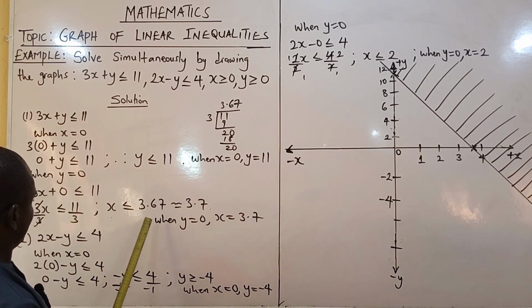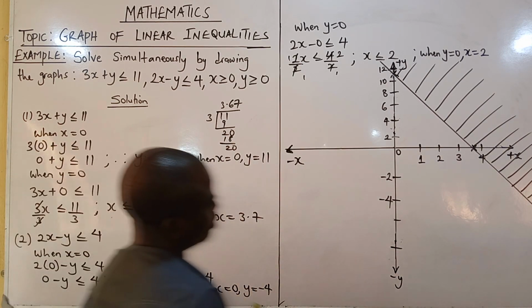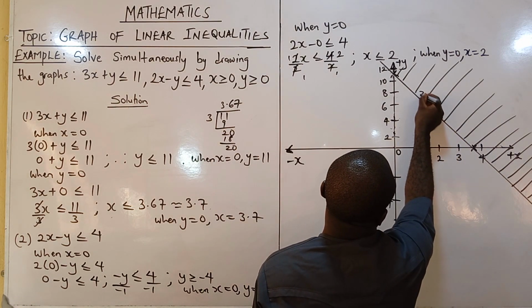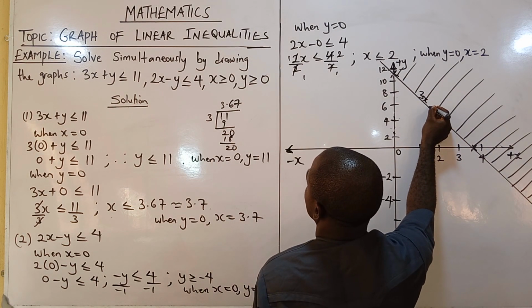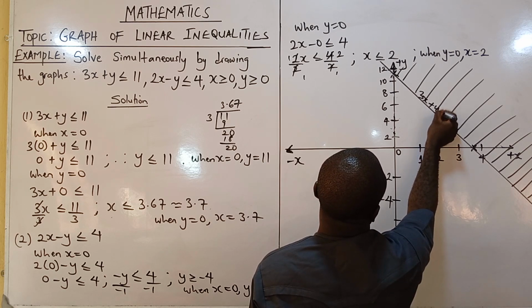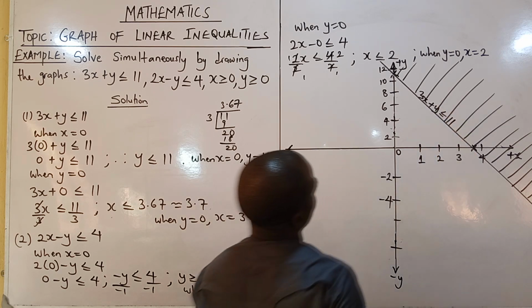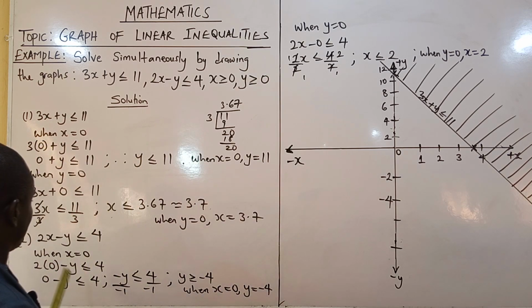We have finished with this one. Now we can write on it that 3x plus y is less or equals to 11. Let's go to the second one.